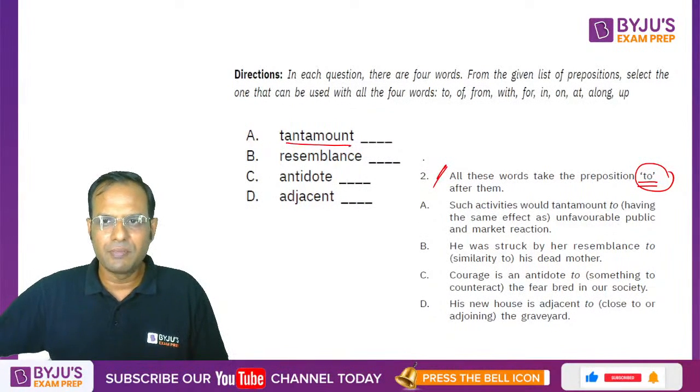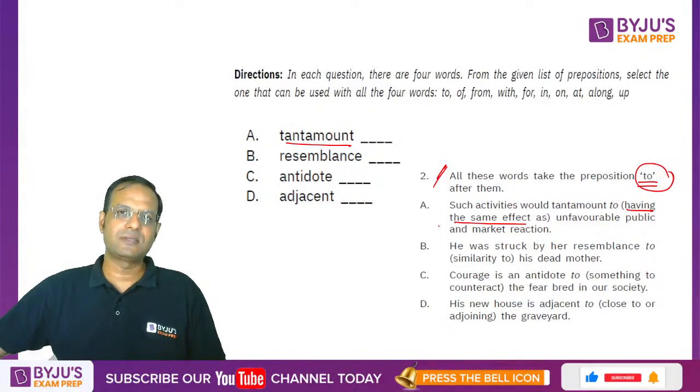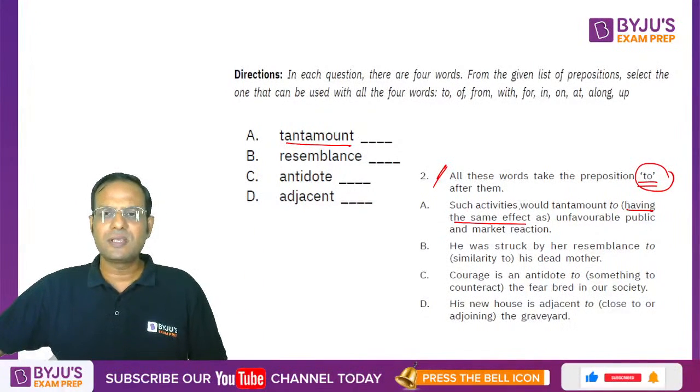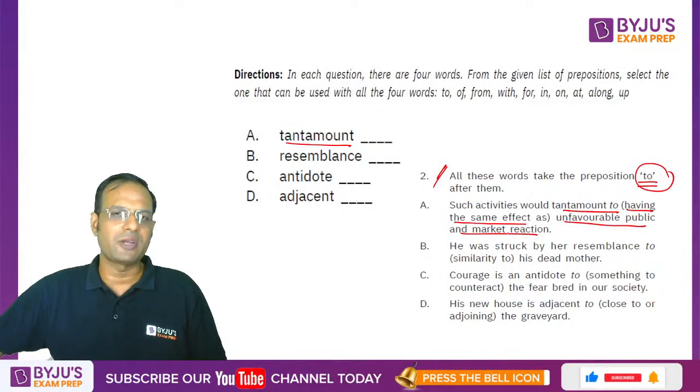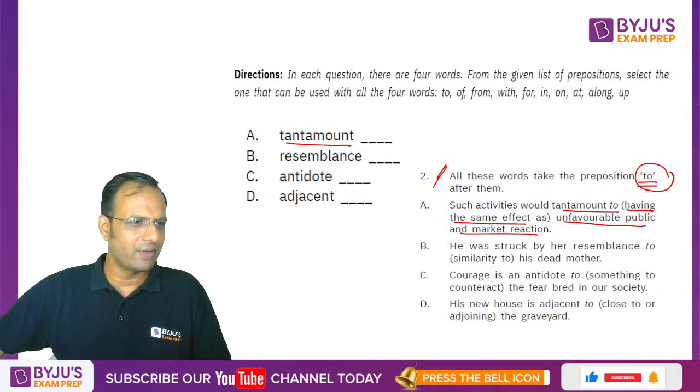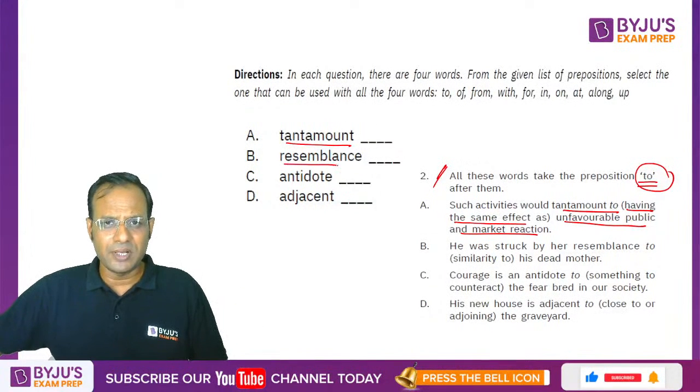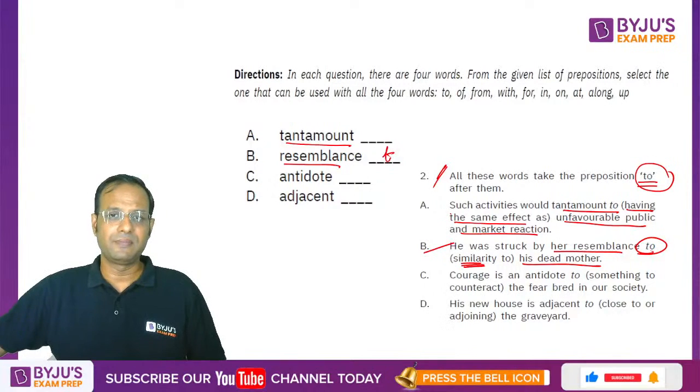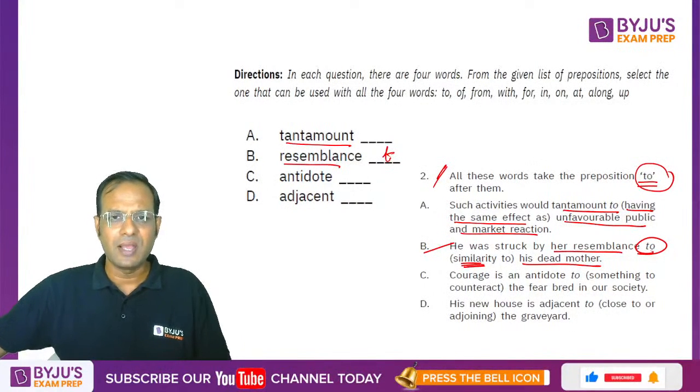Tantamount, meaning having the same effect as. Such activities would tantamount to unfavorable public and market reaction. It will have an effect. Resemblance, the next word, to have similarity. Okay, so resemblance to something. Look at the sentence: He was struck by her resemblance to his dead mother. Resemblance, to have a similarity.